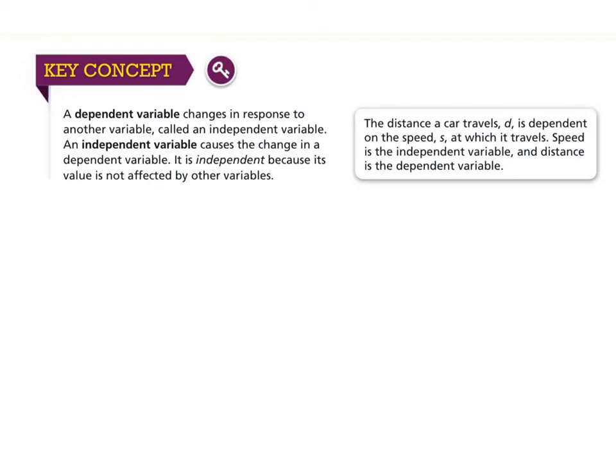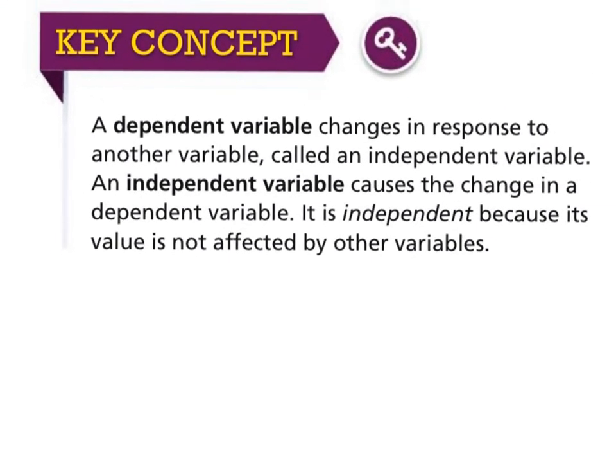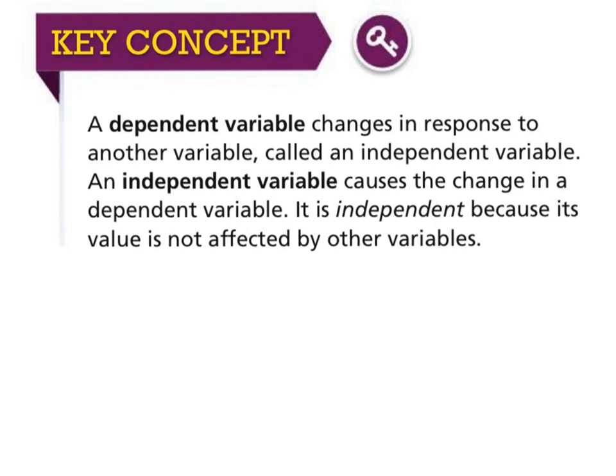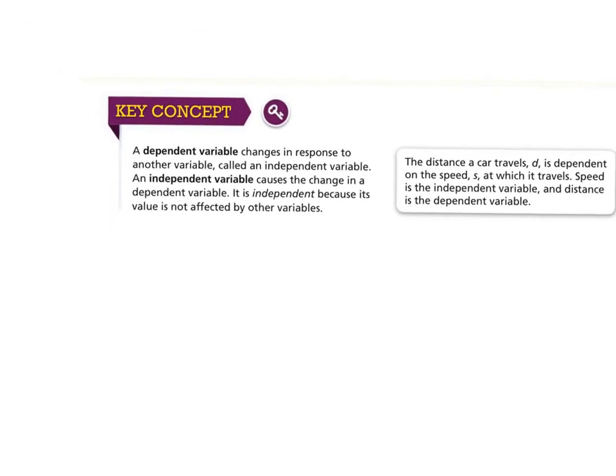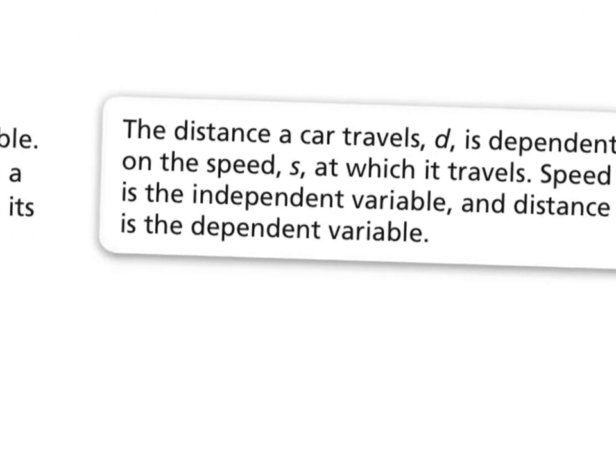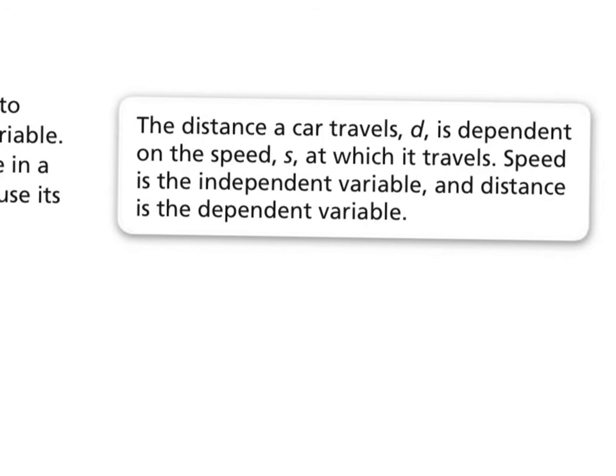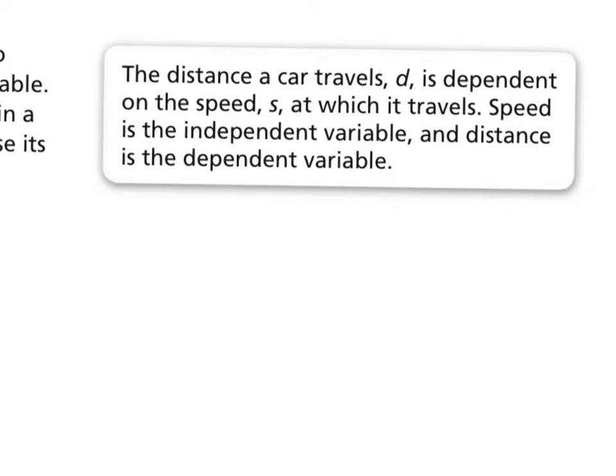So key concepts we have, again: a dependent variable changes in response to another variable, which is the independent variable. The independent variable causes the change. It's independent because its value is not affected by other variables. For example, the distance a car travels, D, is dependent on the speed at which it travels. How far you go depends on how fast you're going. So speed is independent, distance is dependent.